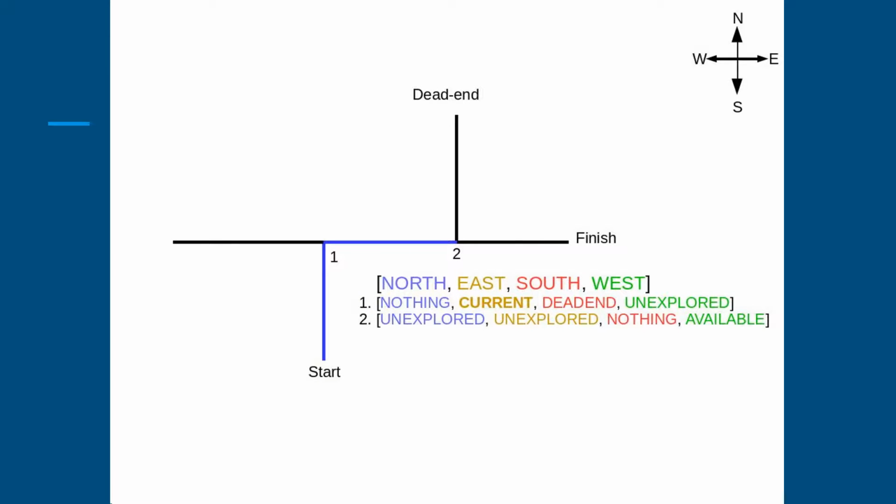The algorithm works in such a way that north is the first direction tried, east is next, then south, then west. So at this first intersection, since we don't have a north, but we only have an east and a west, we first go down the east path. So we mark the east as the current direction. When we reach the second intersection, we mark the west as available since we could still go west on that first intersection.